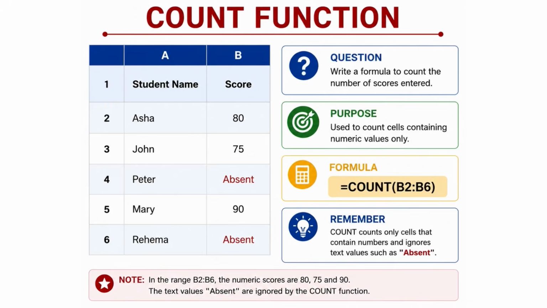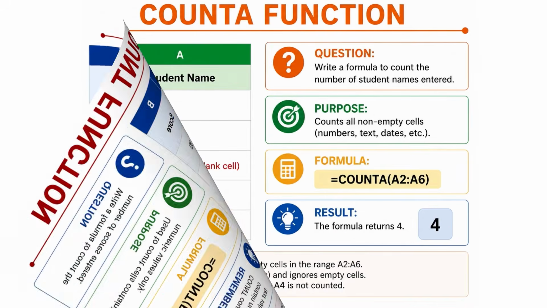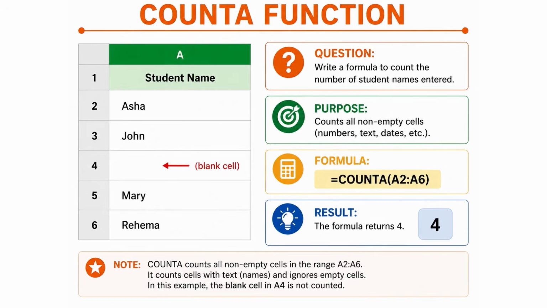The count function counts only numbers, but what if we want to count cells that contain text, numbers, or any other data? In that case, we use the COUNTA function. Let's look at the COUNTA function next. Unlike the count function, COUNTA can count text, numbers, dates, and other types of data. In this example, we want to count the number of student names entered.